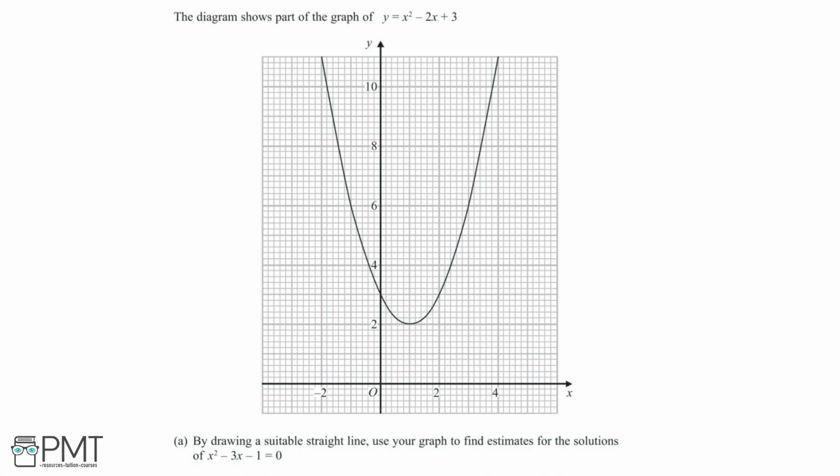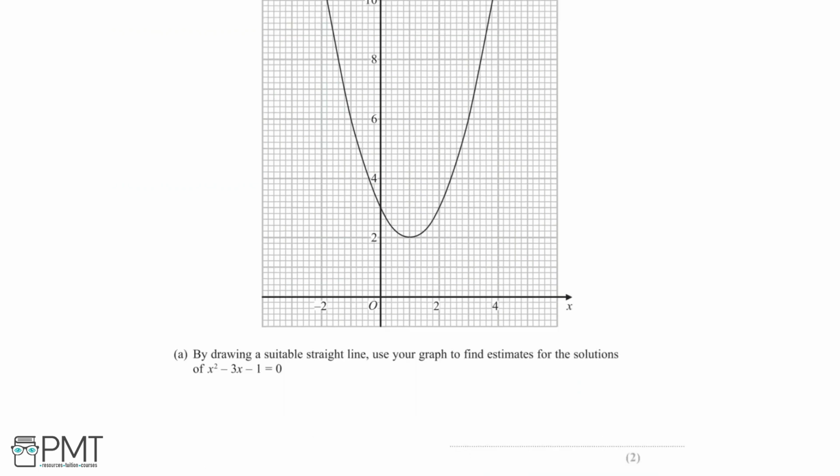In this question, we're given a diagram which shows part of the graph of y equals x squared minus 2x plus 3. And in part A, we're asked to use our graph to find estimates for the solutions of x squared minus 3x minus 1 equals 0 by drawing a suitable straight line.